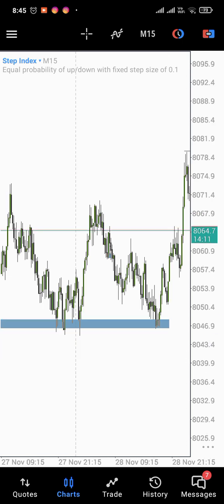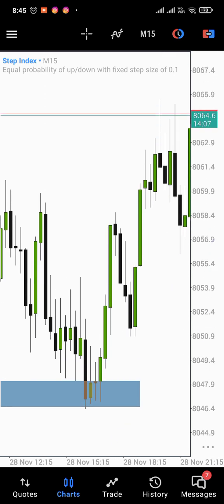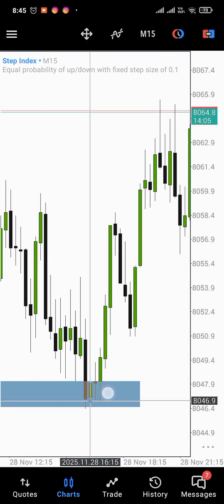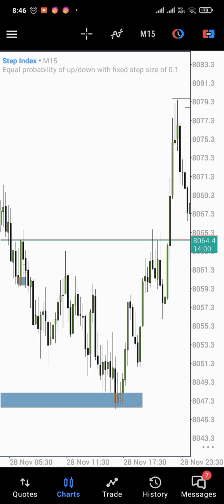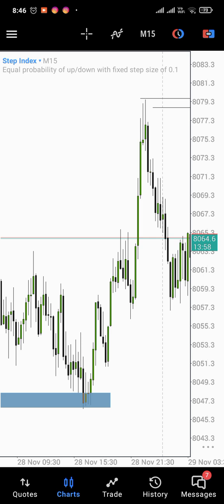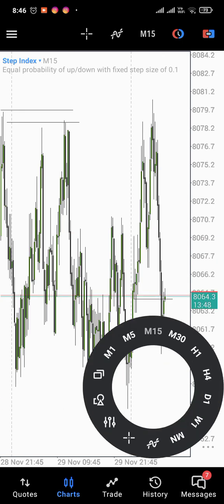Price comes back in there. Look at this. It does not spend too much time mingling inside of the fair value gap. Immediately, it goes up. Why? Why are you telling us this now? Well, let's see.